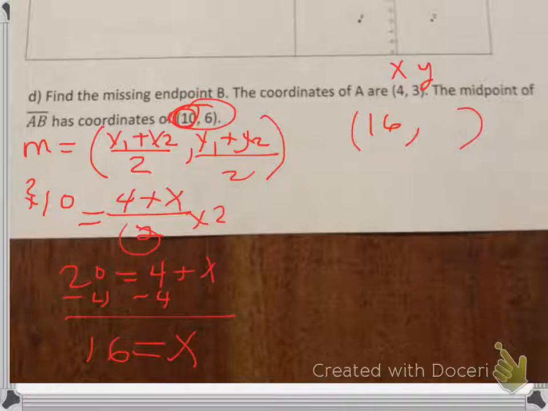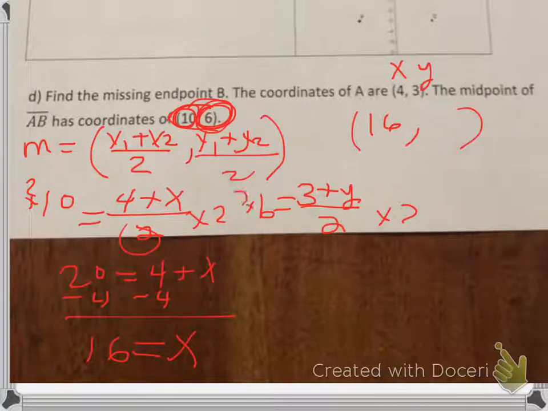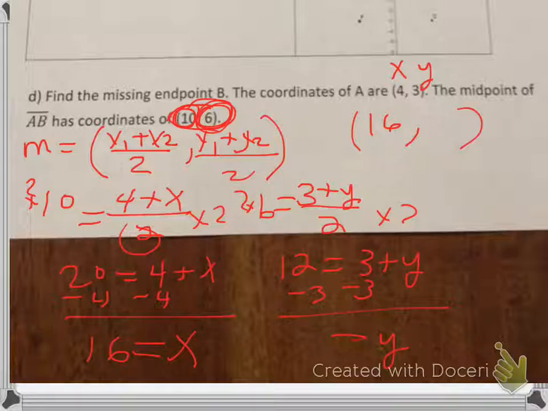Now I have to do the same thing for my y's. So on my y's in my formula, I'd have 3 plus y divided by 2. And then it would be equal to my midpoint value, which is 6. And then I would solve that. I'd have to multiply both sides by 2 to get rid of the 2. So I'd get 12 equals 3 plus y, minus the 3 to the other side. And I get y equals 9. So the other endpoint for the values that they gave me is 16 and 9.